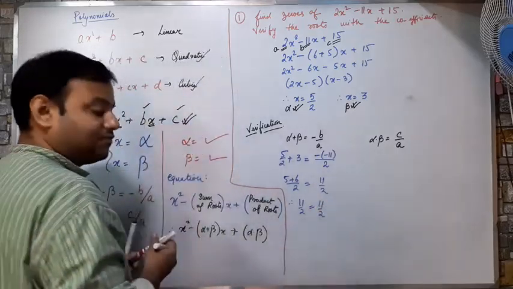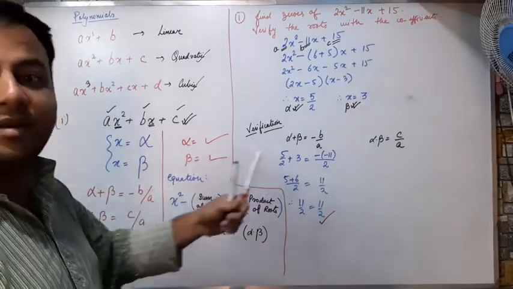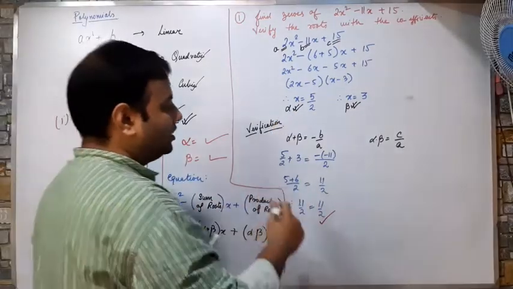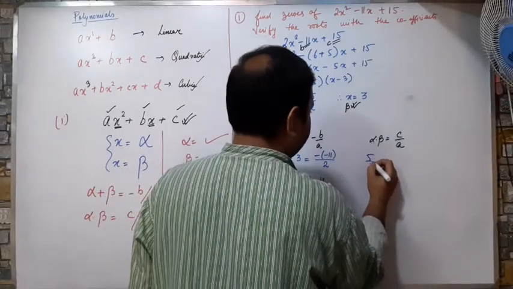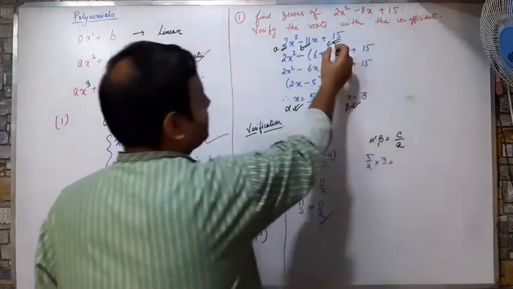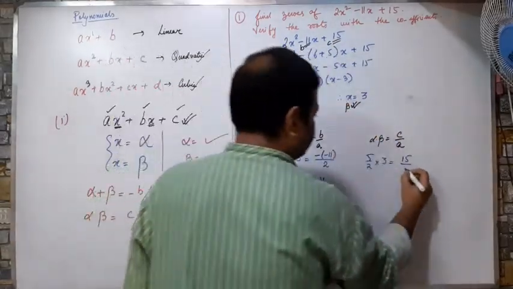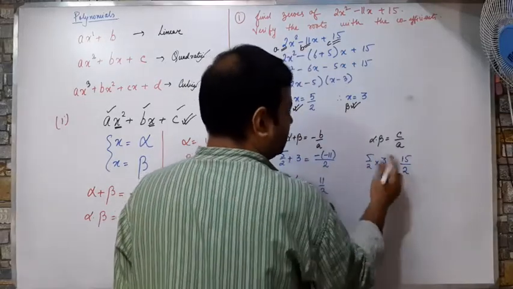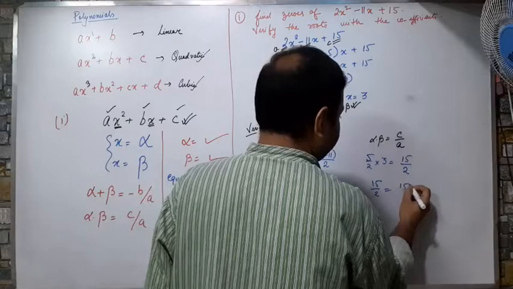So I have successfully verified my first relation. It is verified. Yes, 11 by 2 has come on both sides. Now on this hand side, alpha into beta. What is alpha? Alpha is 5 by 2. Into what is beta? Beta is 3. What is C? C is my 15. What is A? A is 2. So 5 times 3 is 15. So I am getting here 15 by 2 equals 15 by 2.